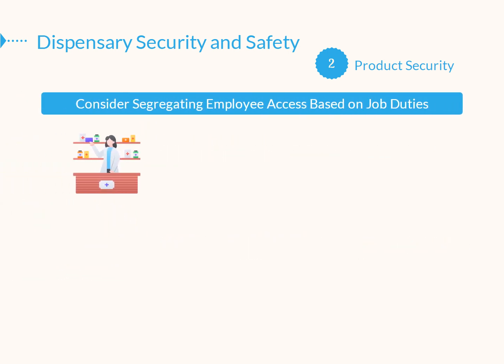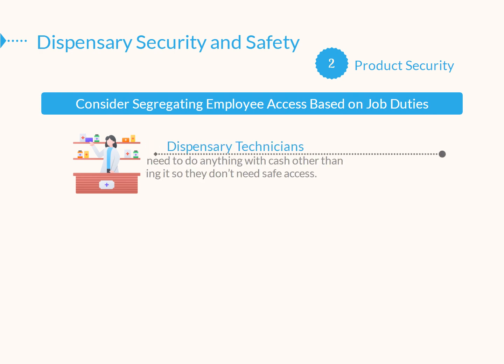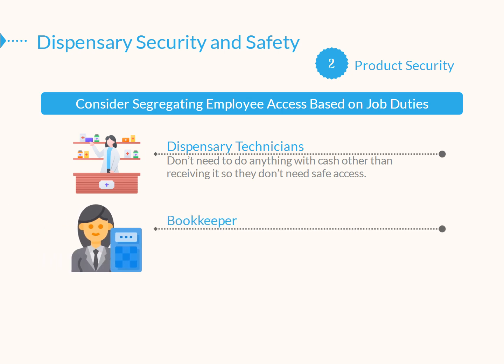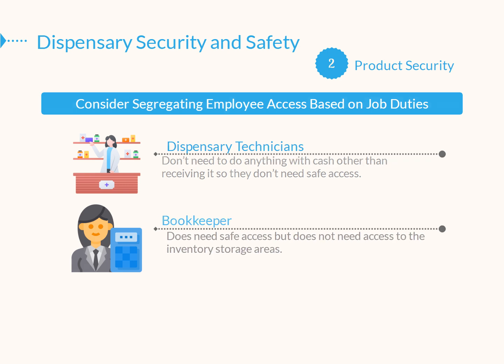Consider segregating employee access based on job duties. Dispensary technicians don't need to do anything with cash other than receiving it, so they don't need safe access. On the other hand, your bookkeeper does need safe access, but does not need access to the inventory storage areas.